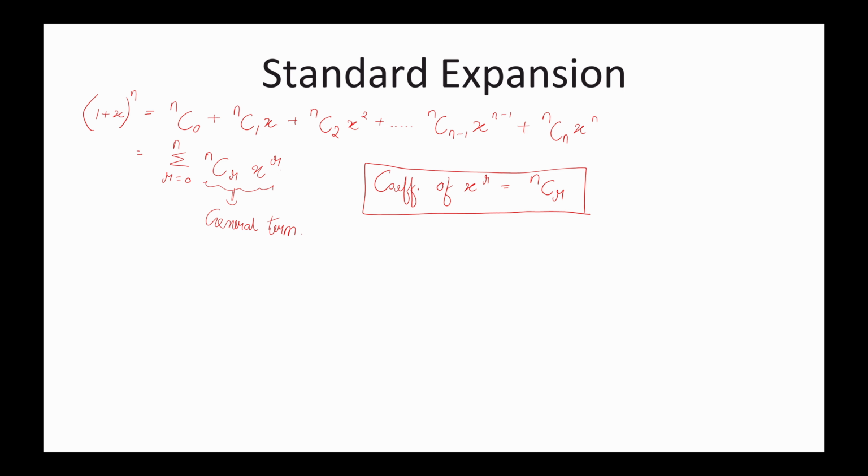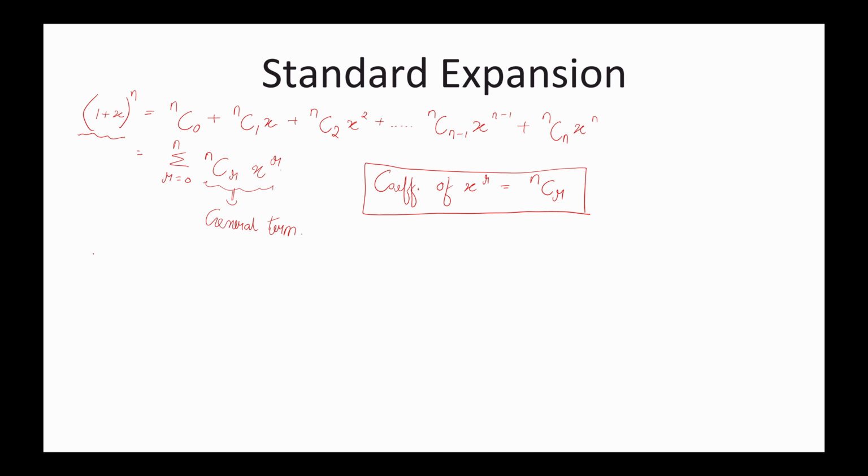Sometimes in the question they might ask what the coefficient of x to the power 6 would be in the expansion of this equation. So you can simply write it down as nC6. That is how this is done.